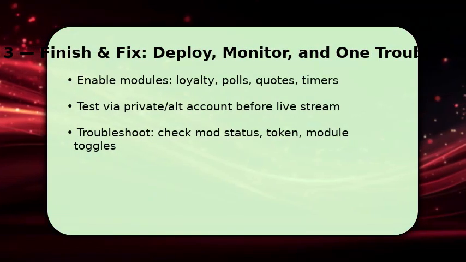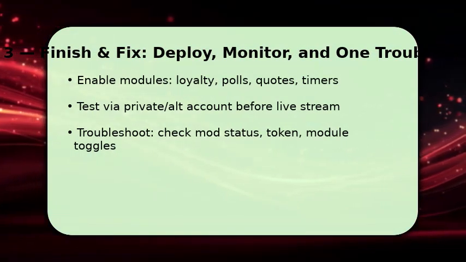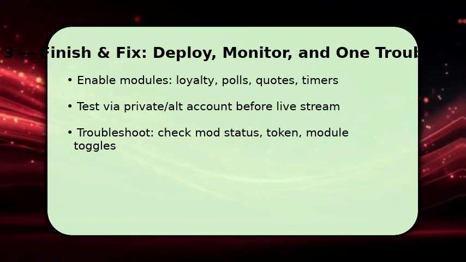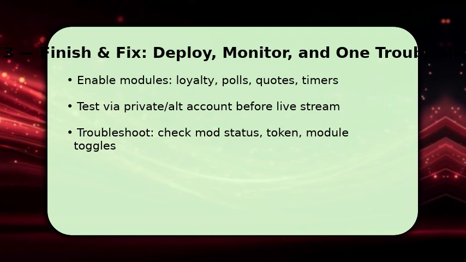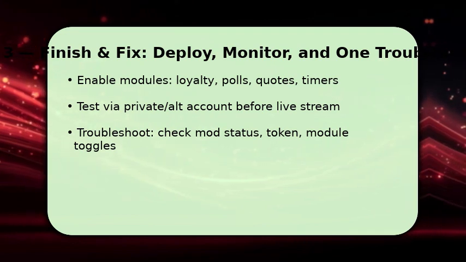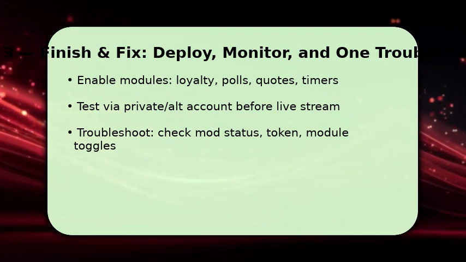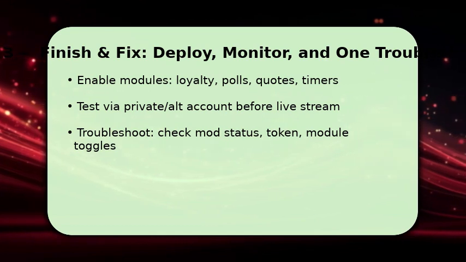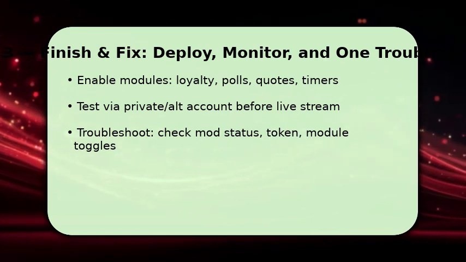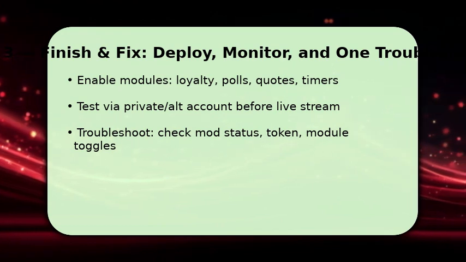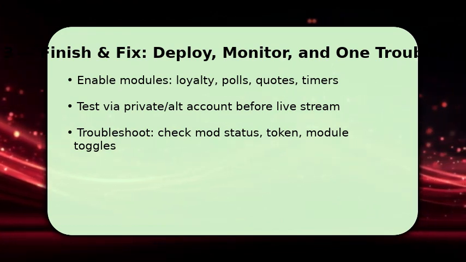Finish by enabling advanced modules like loyalty, polls, and quotes to boost engagement. These require additional setup steps inside each module, so follow prompts. Once configured, test everything with an alt account to simulate viewer interaction, verify point accrual, poll creation, and that commands trigger. If something fails, check Cloudbot is still a moderator, refresh the OAuth token, and confirm individual module toggles.